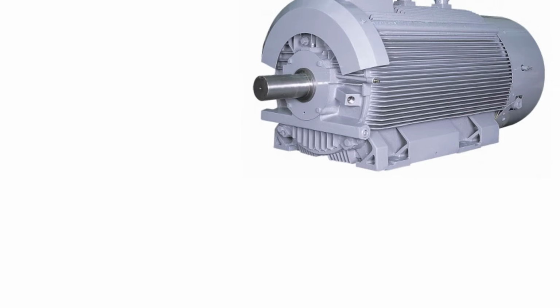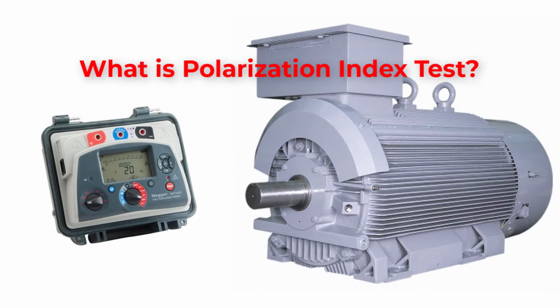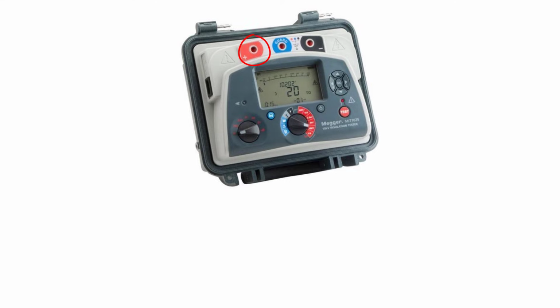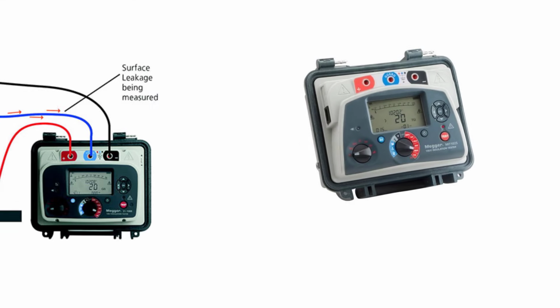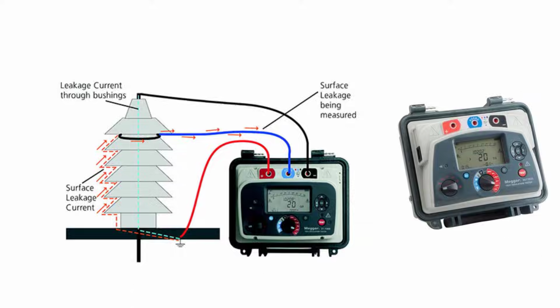In medium voltage motors, we use a different Megger that can generate voltage up to 10 kilovolt. We apply a polarization index test for medium voltage motors, which we can discuss in the future. In this Megger, we have 3 terminals: positive terminal, negative terminal, and guard terminal, which is used to ensure the accuracy of measuring values by compensating the surface leakage current.